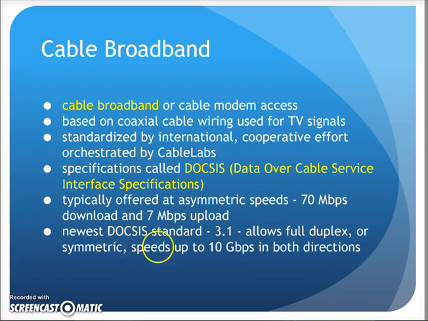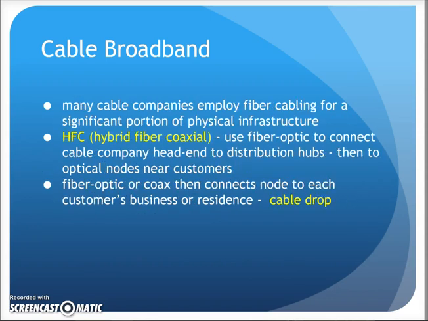Newest DOCSIS standard 3.1 allows for full duplex or symmetric speeds up to 10 gig in both directions, so that bandwidth has climbed up over the years, giving more capability. Many of the cable companies employ a fiber cabling infrastructure to get the signal to people's houses. So you end up with a hybrid fiber coaxial system.